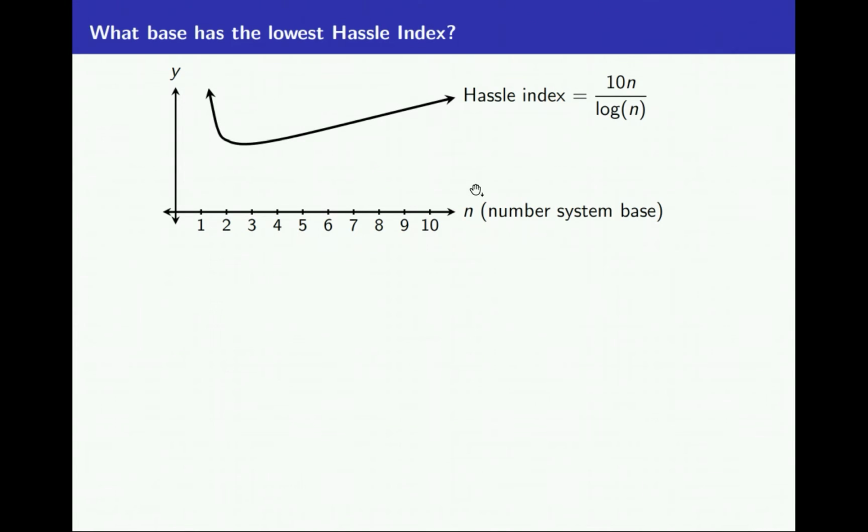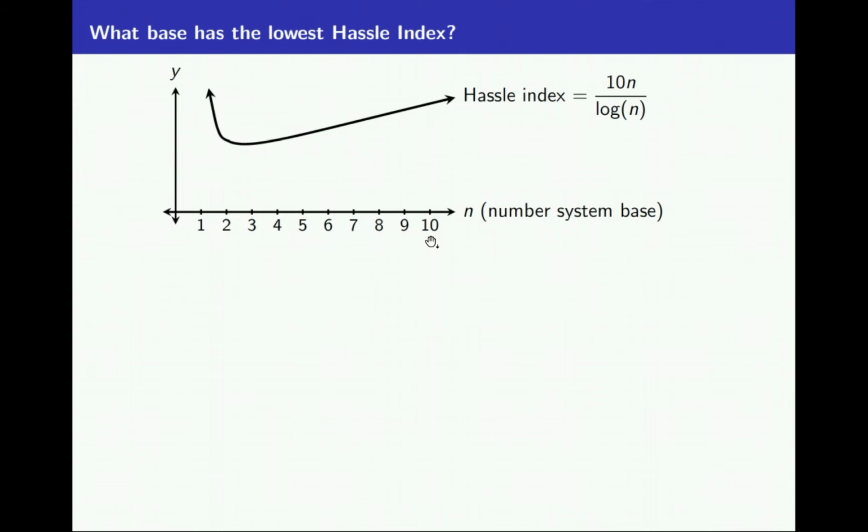Now, the number system base has to be a whole number, but interestingly, you can graph this expression, this function, 10n over log n, for real numbers. And that's what we've done here. It's a smooth, unbroken curve.